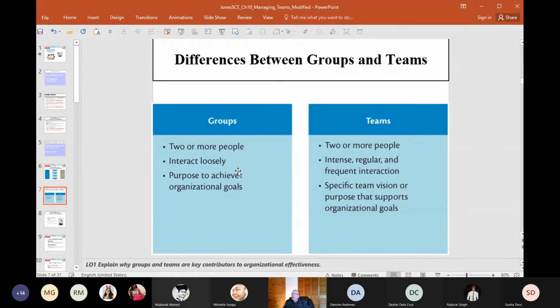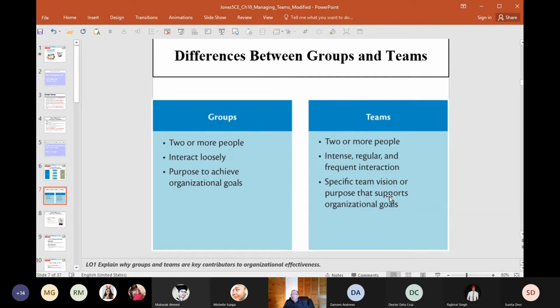Now, here are the details about the differences between groups and teams. Okay, so groups are two or more people, same as a team, but the difference with a team is that there is an intense, regular, and frequent interaction, while groups can be interacting only loosely. And the team has a specific vision and purpose, while the purpose for a group can also be quite blurred or unclear. So those are the major differences between groups and teams.